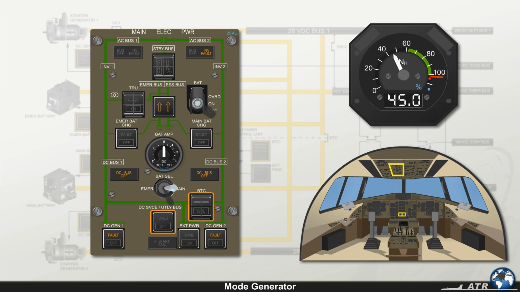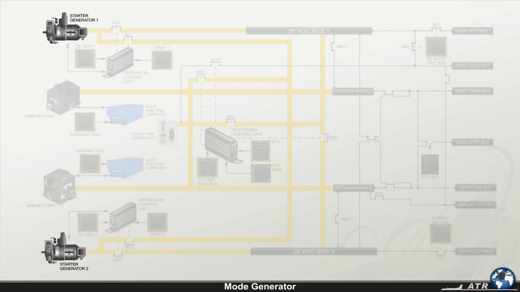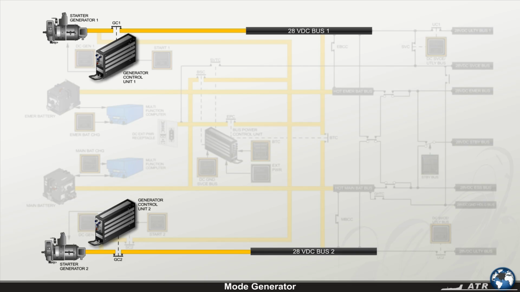The generator mode engages when the engine reaches 61.5% NH, the associated DC gen push button is depressed, and the external power push button on the main electrical power panel is not selected on. The generator then feeds the associated DC bus. Connecting the starter generator to the respective DC bus is also performed by the associated Generator Control Unit, GCU.